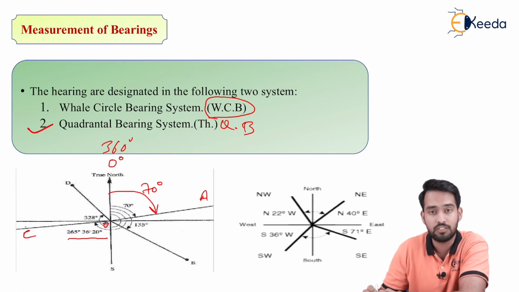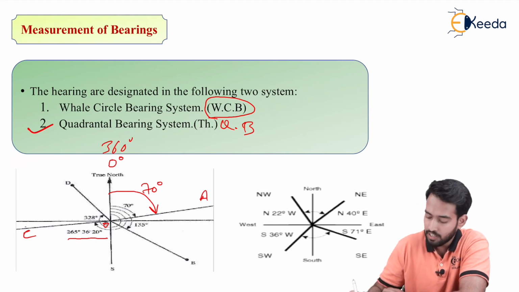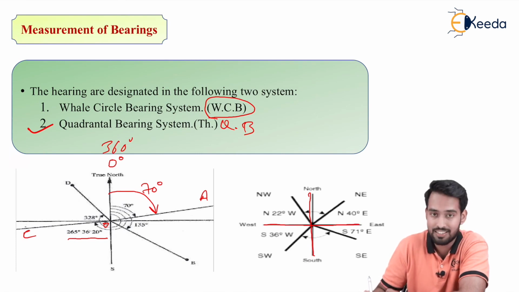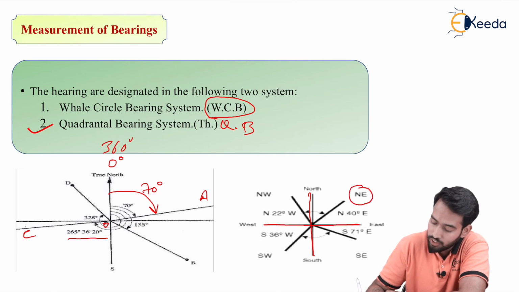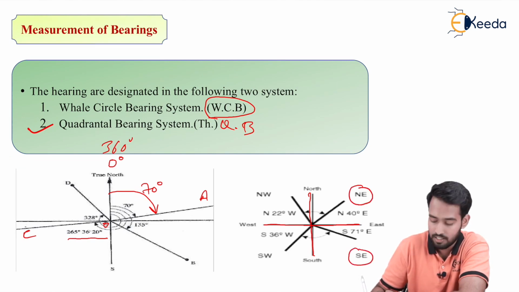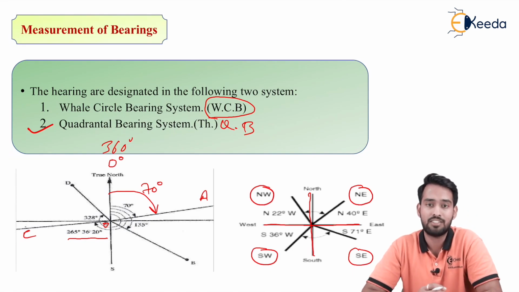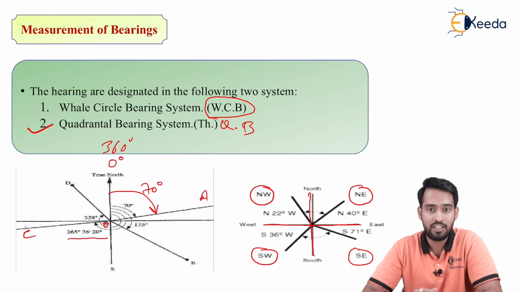Moving on to second part, which is quadrantal bearing. In quadrantal bearing, circle is divided into 4 quadrants. Over here, as we can see, first quadrant is northeast, second is your southeast, then southwest is third quadrant, and fourth quadrant is our northwest. So in quadrantal bearing system, we can calculate bearing from north or south direction, whichever is closer towards east or towards west.